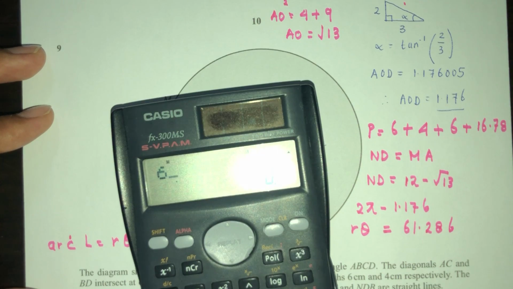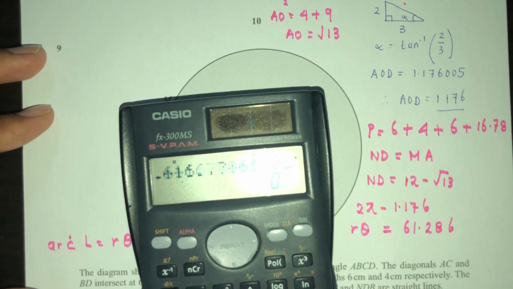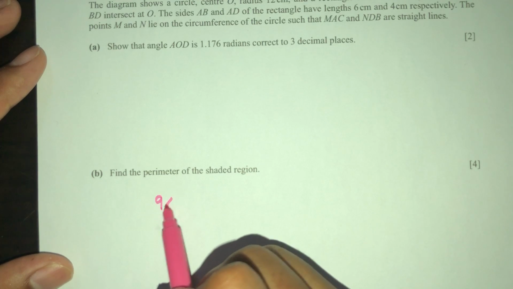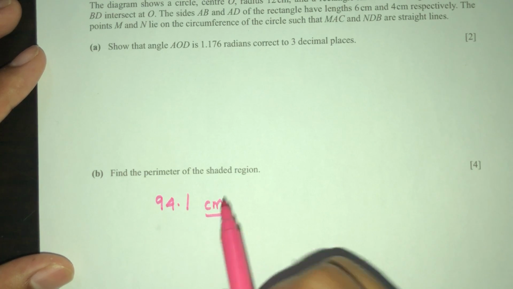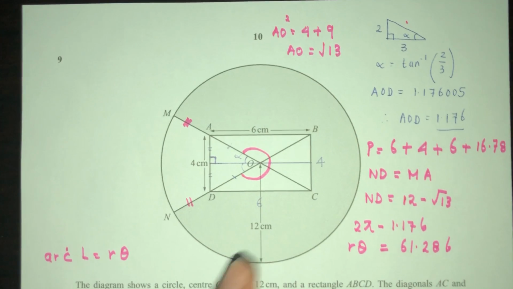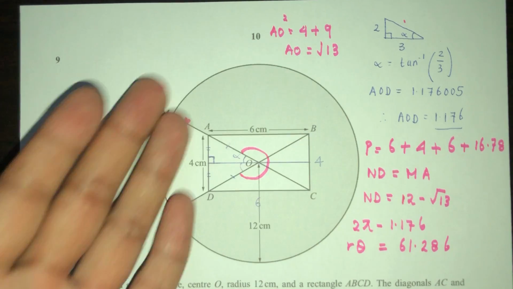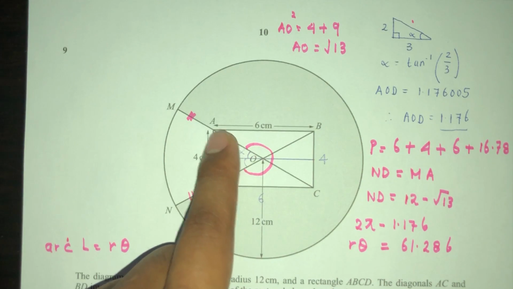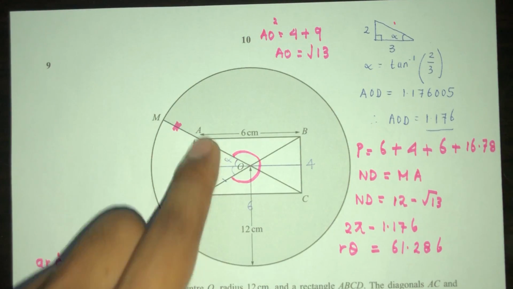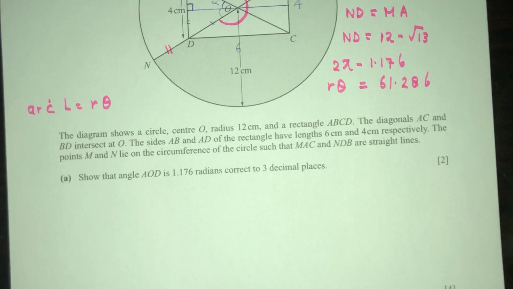That will become 6 plus 4 plus 6 plus 16.78 plus 61.286. That will be 94.1. So finally, correct to 3SF, that will be 94.1 centimeters for the perimeter. Again, this question is done by observation. We have to see, hey, you know what? We have to find the distance around this shape right here. So by observation, we can see we have to add this one, this, and this. So one by one, you add them, you will have this as your value at the end.